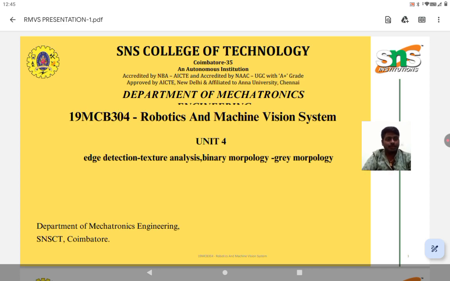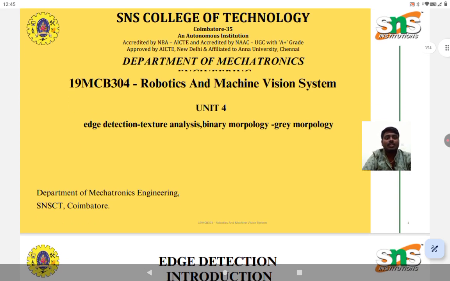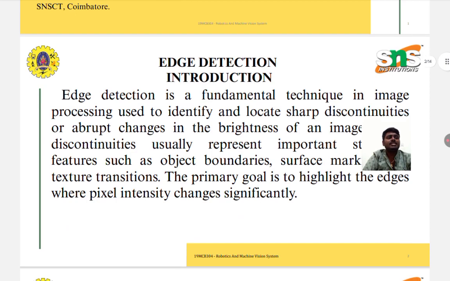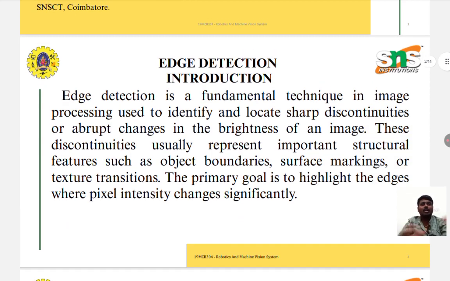Structure analysis, binary morphology, and gray morphology. What is edge detection? Edge detection is how we give the machine images, how the machine can detect the edges in the images, and how we can solve the edge detection problem.